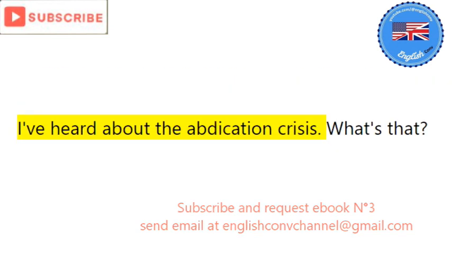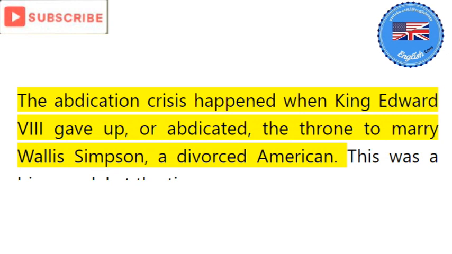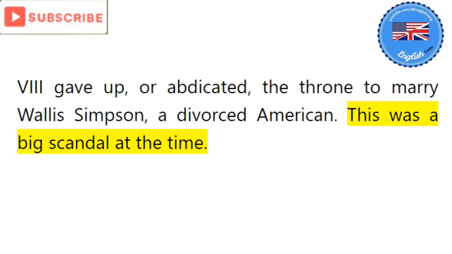I've heard about the abdication crisis. What's that? The abdication crisis happened when King Edward VIII gave up, or abdicated, the throne to marry Wallis Simpson, a divorced American. This was a big scandal at the time.